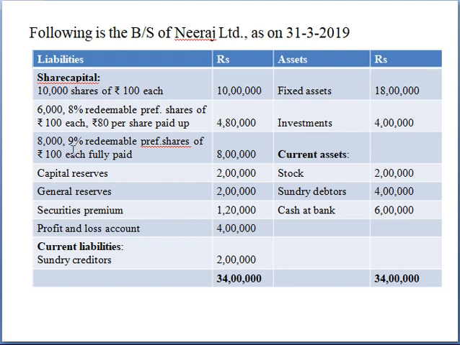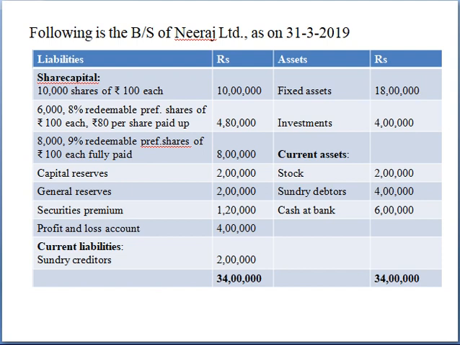And the next few pieces of information are given under the reserves and surplus category. It is capital reserves, general reserve, securities premium and profit and loss account. And next is the current liabilities. In the same way, on the asset side, a few pieces of information are given, that is fixed assets, investments and current assets.